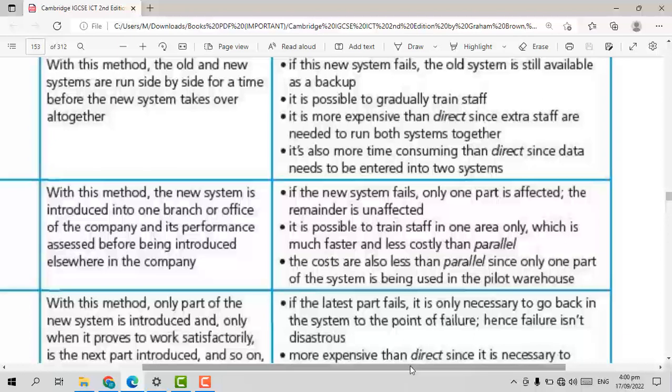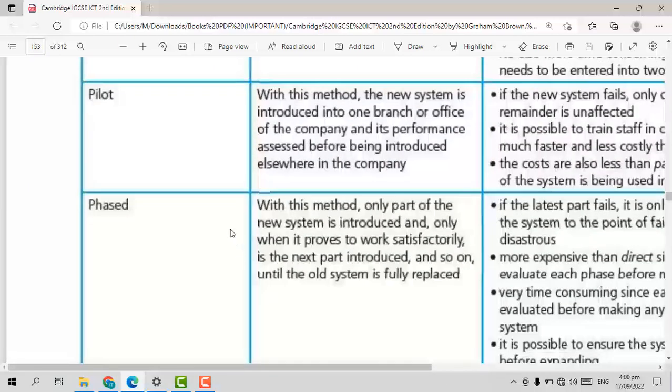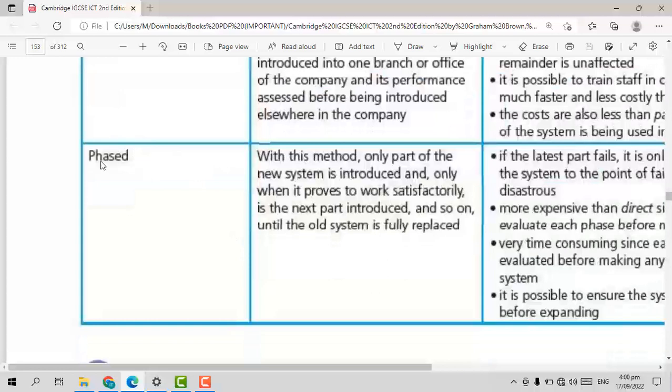Now, the next one is phased. What is the difference in phased? With this method, only one part of the system is introduced. Now, what do we mean by one part? You can say that we apply only one module, the one that we spoke about earlier. If it's a social network, I'm only going to apply friends first. And then if it's working perfectly, I'm going to move to the feed. If it's working perfectly, then I'm going to move to settings. I'm going to apply only one part of the system.